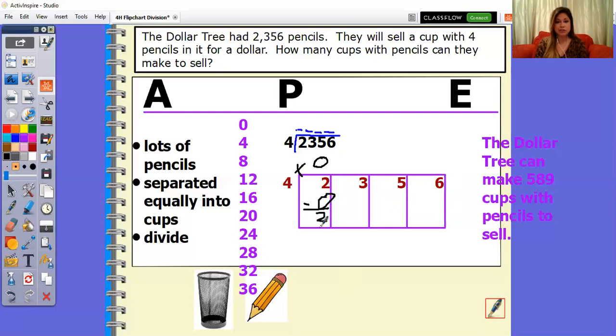So I take this 2, which is the 2 big blocks, and I put them up here because I used to have 3 flats and now I have 23 flats. So I asked myself, what's 23 divided by 4? Looking at my multiples, it looks like 5. So I put a 5 right here. 5 times 4 is 20. Subtract, I'm left with 3. 3 flats. That's a 3.